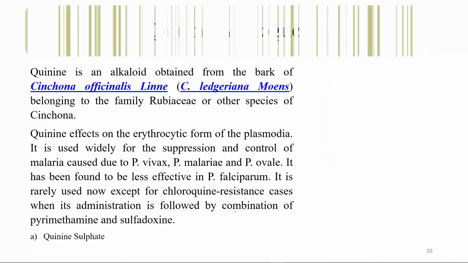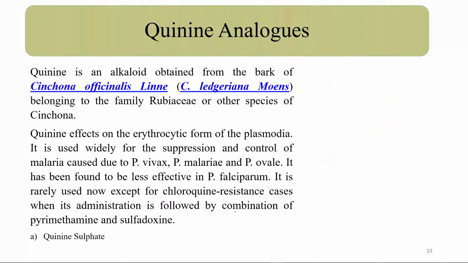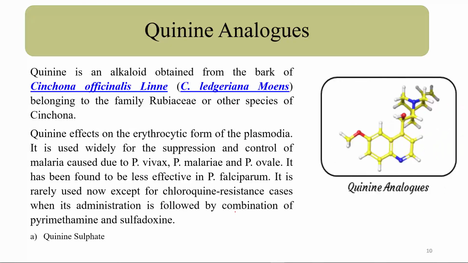In the next class, we will switch to the quinine analogues. Quinine, we are well aware, is the quinine group. It is obtained from the bark of cinchona trees. It is an alkaloid. It affects the erythrocytic form of Plasmodium. It's widely used for the suppression and control of malaria caused by P. vivax, P. malariae and P. ovale, but it is less effective against P. falciparum, so it's rarely used.